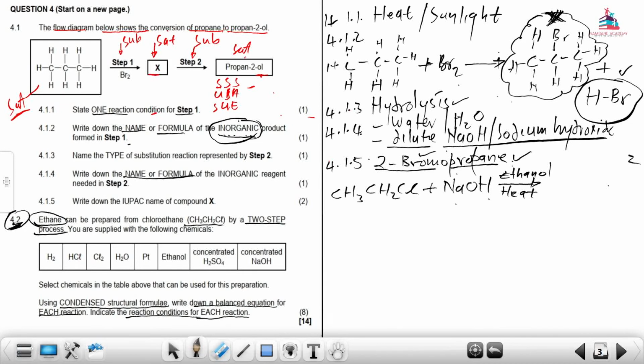What will be my end products or the products? I am going to have CH2 because I am breaking this here. So I'm going to have CH2, CH2, which will be my double bond, plus, remember, I'm going to have also sodium chloride, and then I'm going to have water as well.